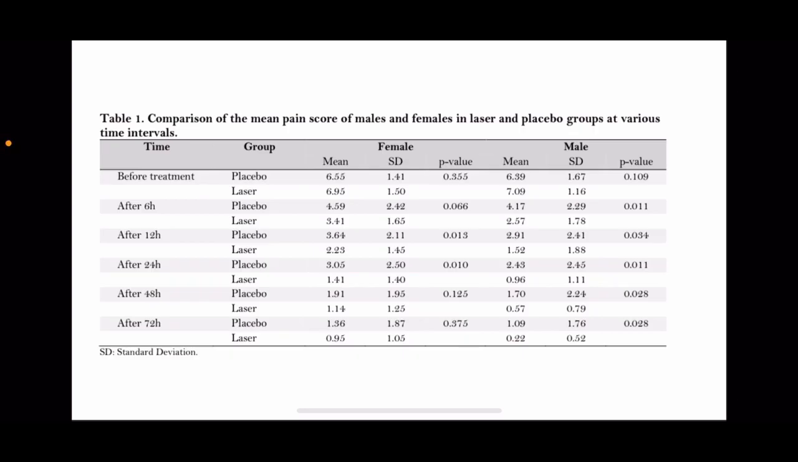Moving on to this table, which compares the mean pain score in males and females in the two groups. As you see, the results showed that females in the PBM group experienced significantly lower mean pain scores than the placebo at 12 and 24 hours. However, this difference was not significant at 6, 48, and 72 hours. The mean pain score in males in the PBM group was significantly lower than that of males in the placebo group at all time points.